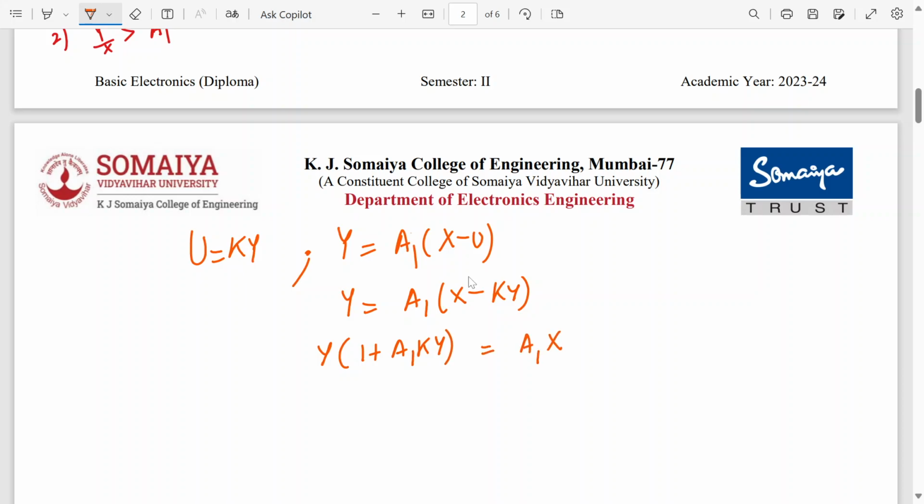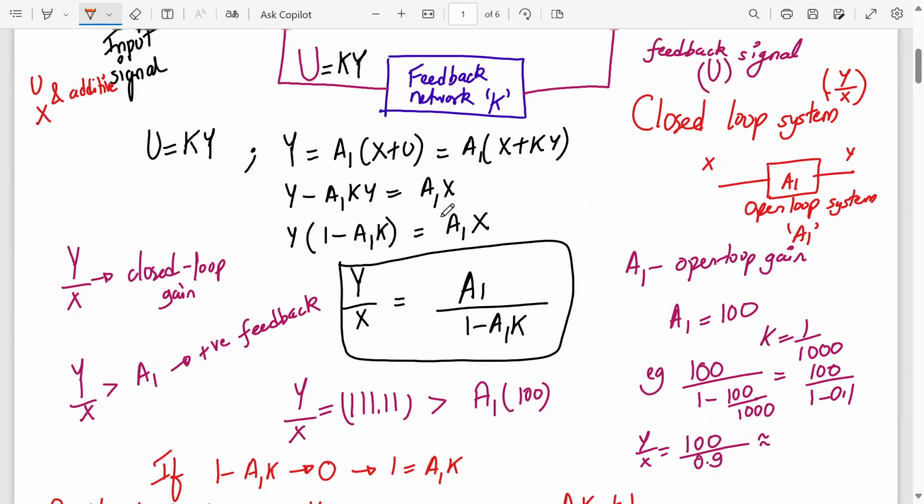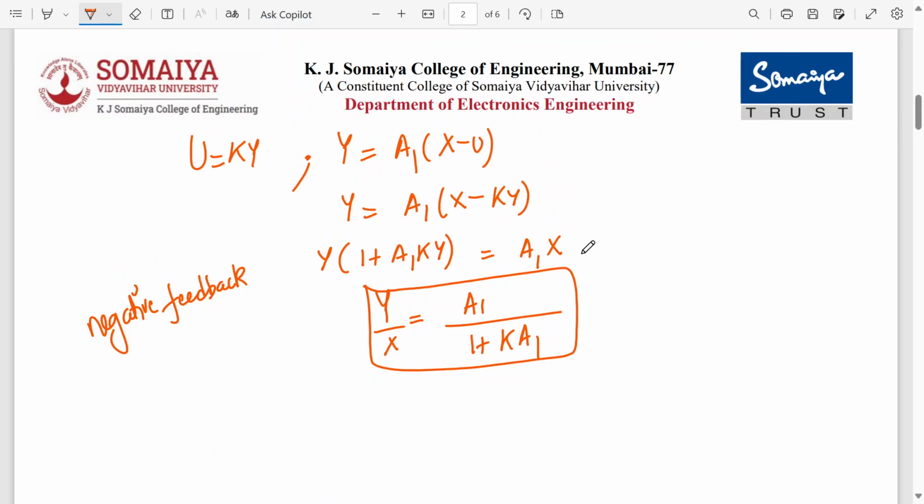So over here, what is y upon x now? a1 upon 1 plus k a1. Yes or no? So for a negative feedback, this is the derivation for the closed loop gain. So वहाँ पे क्या था हो रहा था पता है, a1 upon 1 minus a1 into k था. Here it is what? a1 upon 1 plus k a1. Are you understanding what I'm trying to say? So here we are using a negative feedback.